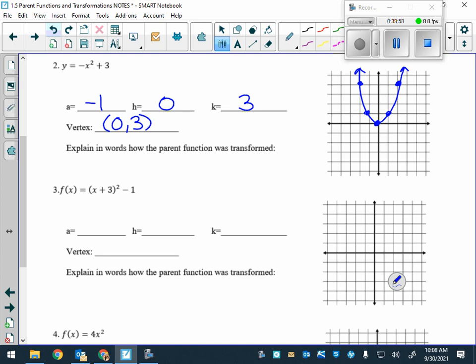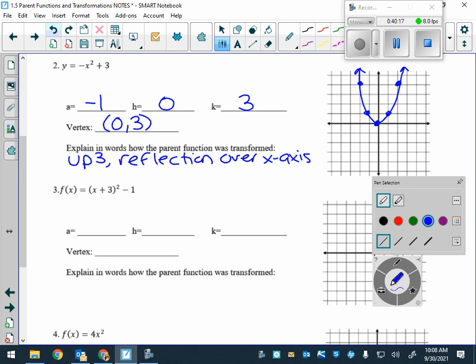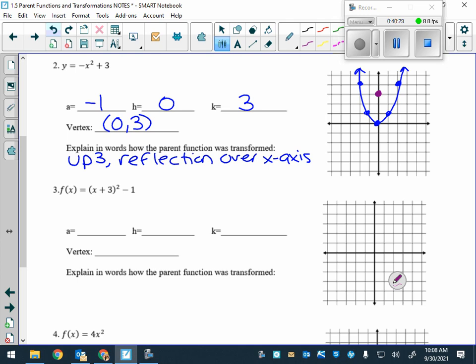What is 1? Tommy. Up 3. Good. What's another? Yep. Good. A reflection over the x. Okay. So we first start with our vertex, 0, 3.